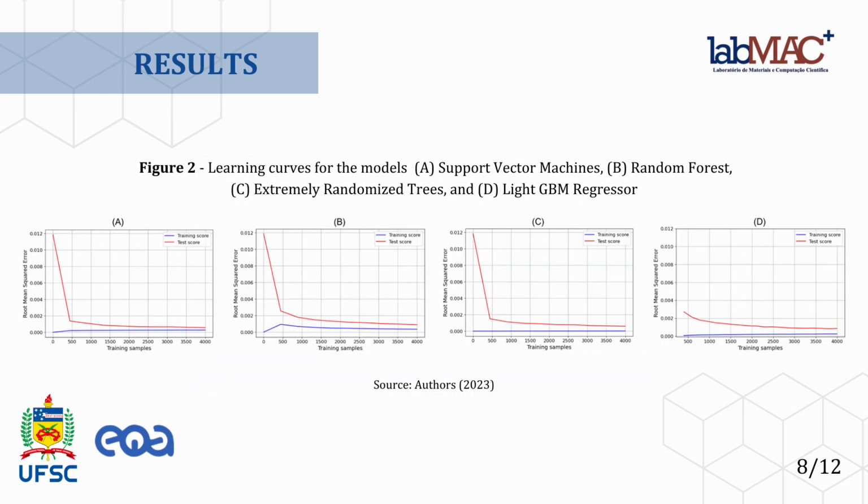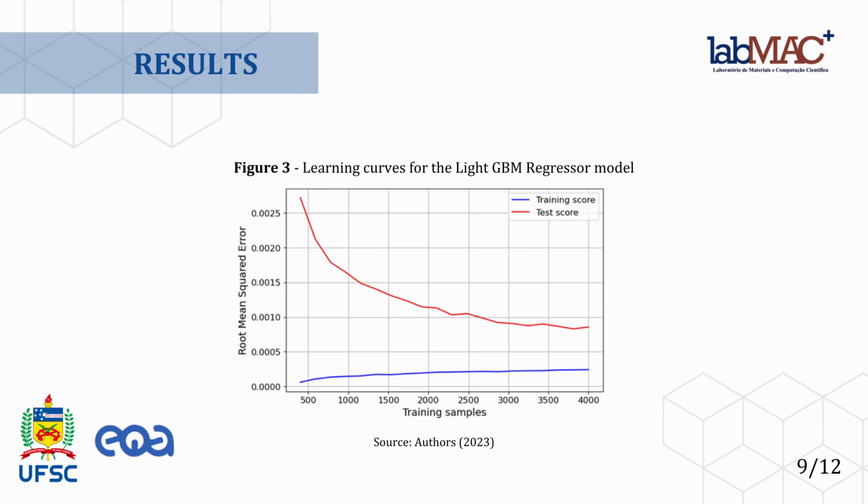This figure displays the learning curves for the 4 models that best represent the data trends. The blue line represents the training error, while the red line represents the testing error. In this figure, the learning curve for the light GBM regressor exhibits a different pattern compared to the one observed in the other methods. Here, we examine in detail the trend for the light GBM regressor, with the y-axis on a different scale. As can be observed, the training error reaches a plateau at a low value, which indicates a low bias for the model.